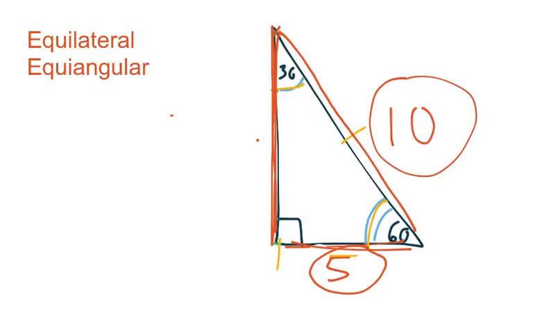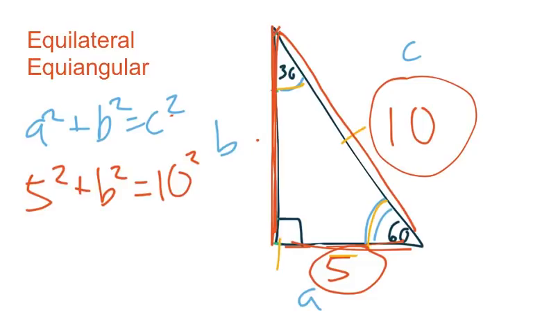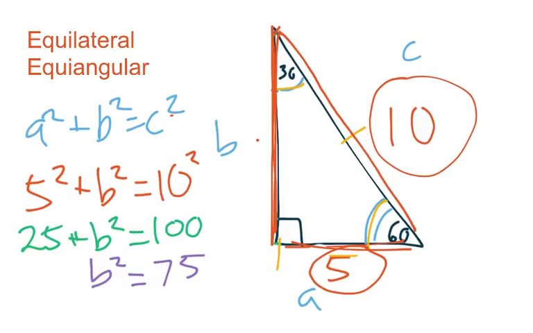Before I show you the shortcut, let's do it the old way from lesson 2 of this chapter. So we're going to label our sides a, b, and c, and set up our equation of a squared plus b squared equals c squared. This gives us 5 squared plus b squared equals 10 squared, which is 25 plus b squared equals 100. So b squared equals 75, and then if we square root both sides, we should get b equals the square root of 75.